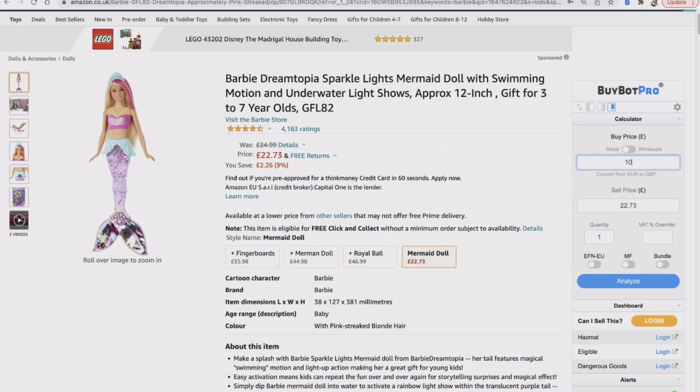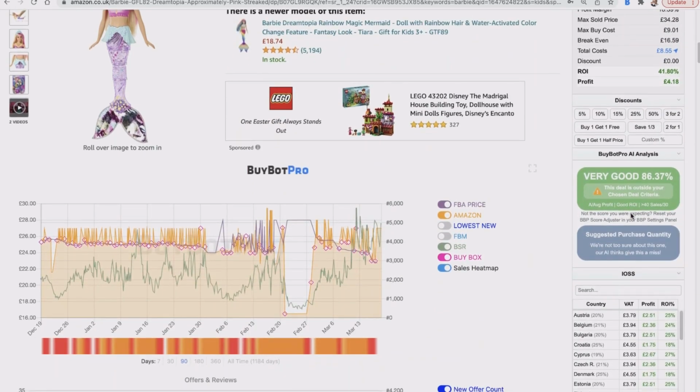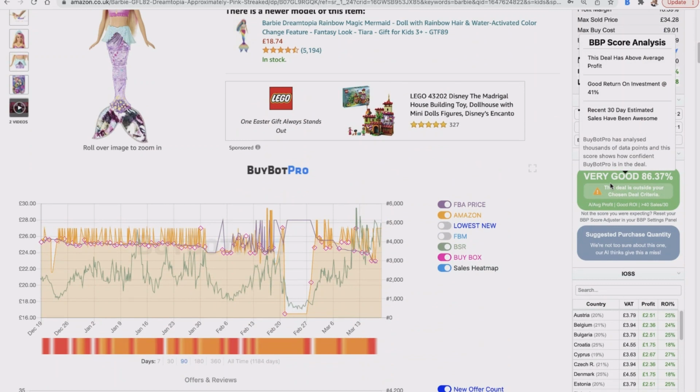So let's say we could buy this at £10. Let's analyze the deal and let's see what BuyBotPro does about that. So we know this is going to be a good deal. So let's have a look. Okay, so BuyBotPro is telling you it's a very good deal, as I said to you. It's got above average profit, good return on investment, good sales volume. But look at this little thing here. It's saying this deal is outside your chosen deal criteria. So that's telling you that whilst we think this is a good deal, it's outside of the criteria that your boss has given you.